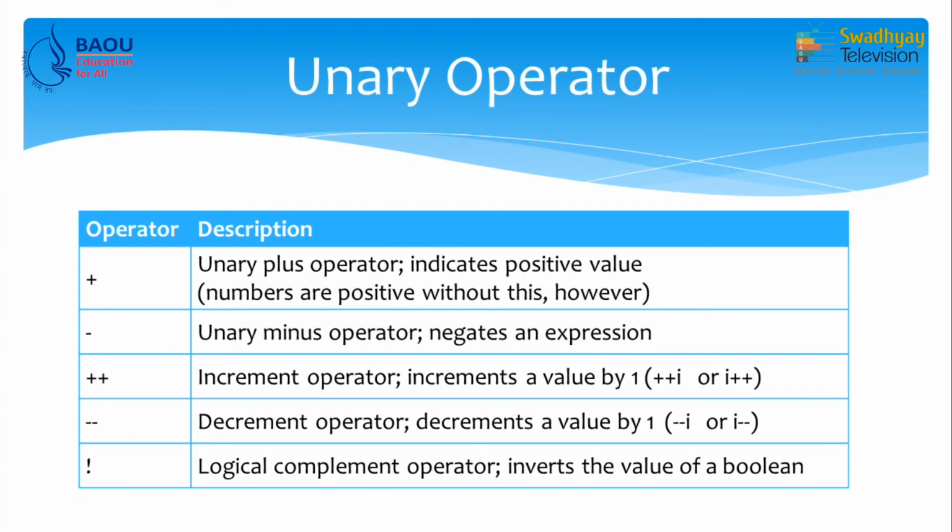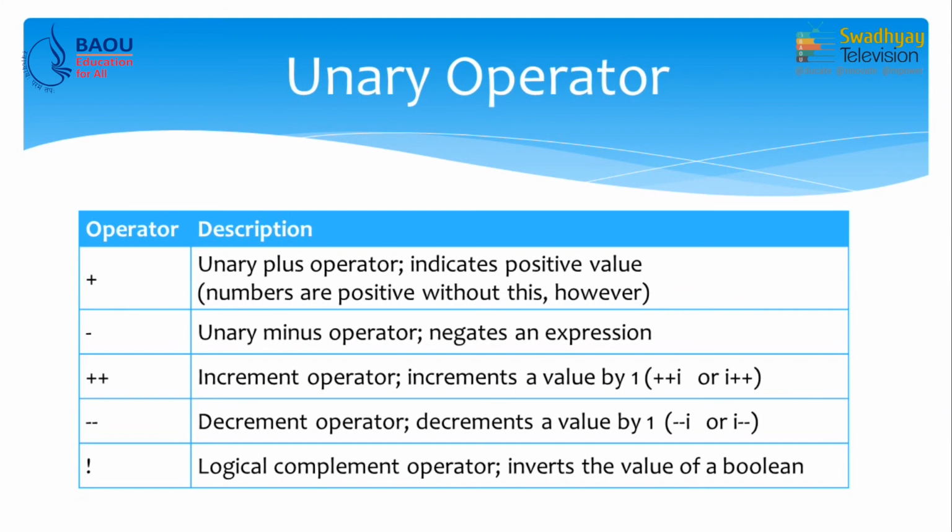Similarly, minus minus I will immediately decrement the value of I by 1, and I minus minus will decrement the value of I by 1, but it will be used the next time you refer to I. Similarly, we have the not operator. It is also known as the logical complement operator, and it inverts the value of a boolean.